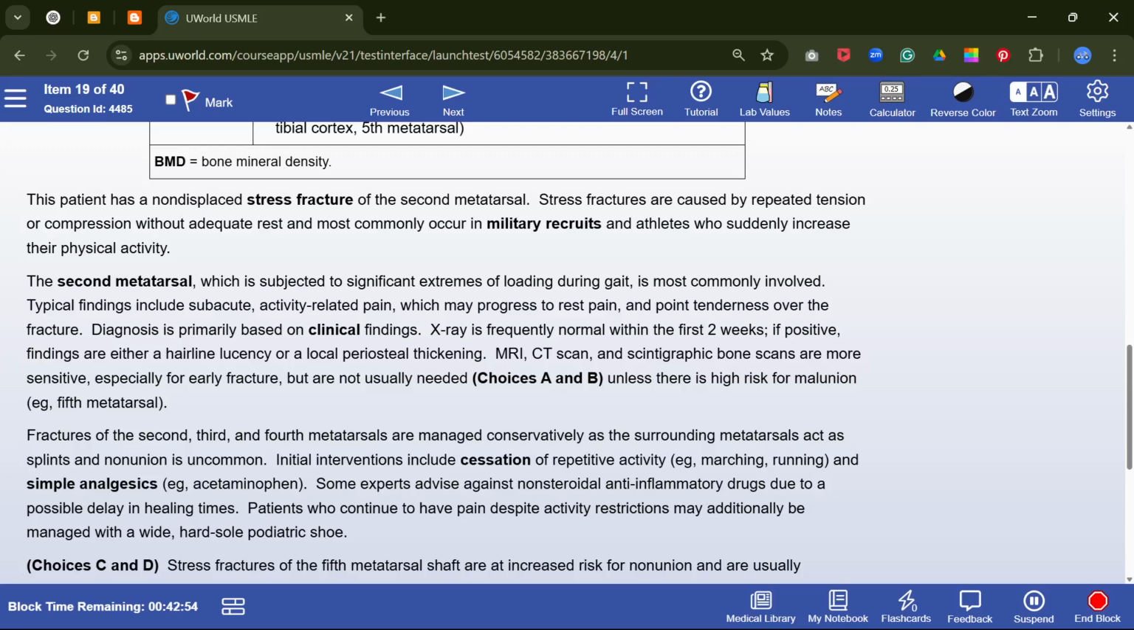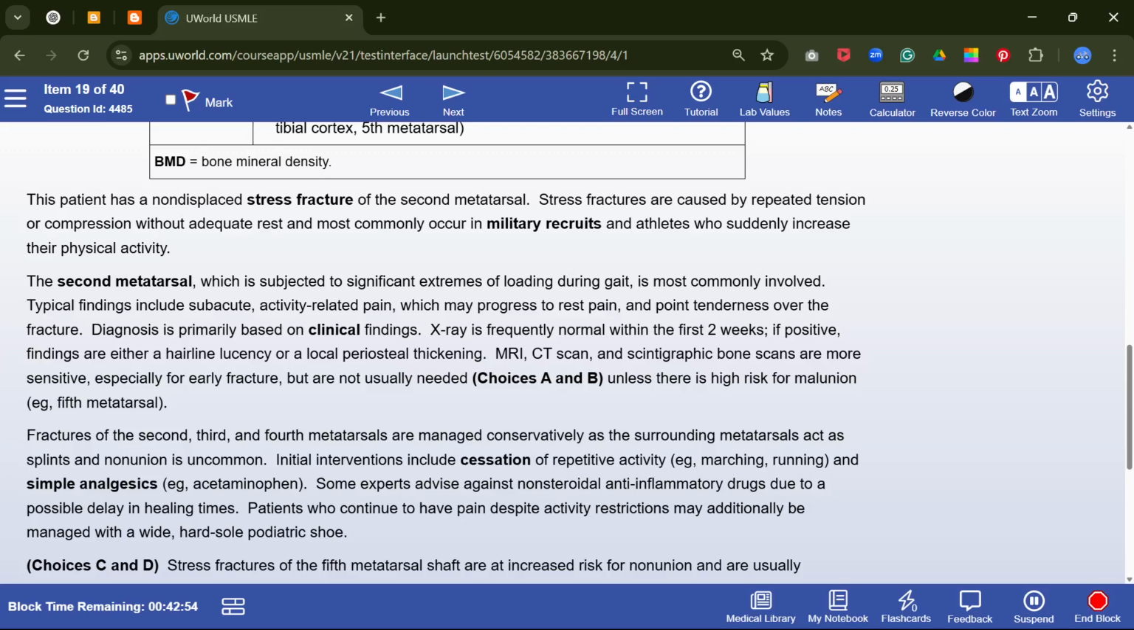This patient has a non-displaced stress fracture of the second metatarsal. Stress fractures are caused by repetitive tension or compression without adequate rest and commonly occur in military recruits and athletes who suddenly increase their physical activity. The second metatarsal, which is subjected to significant loading during gait, is most commonly involved. Typical findings include subacute activity-related pain, which may progress to pain at rest, and point tenderness over the fracture.